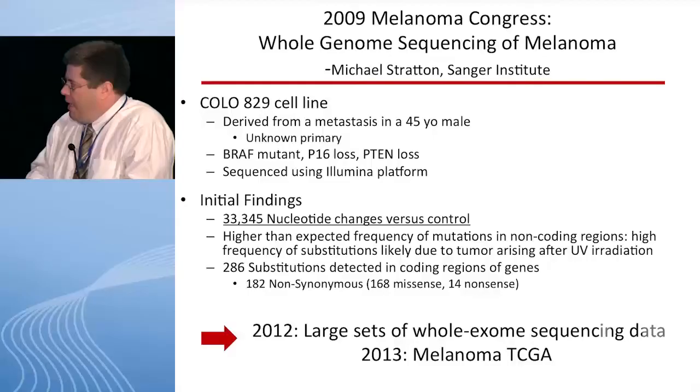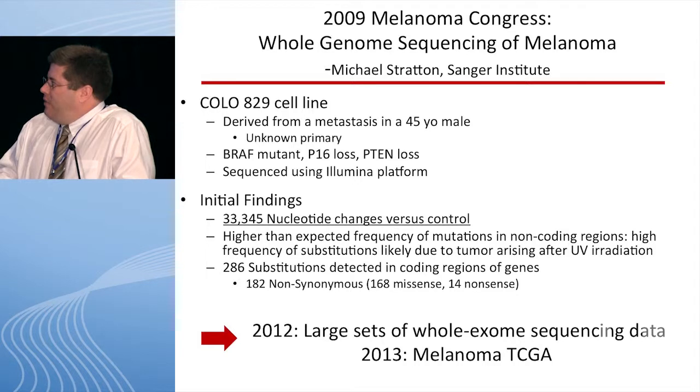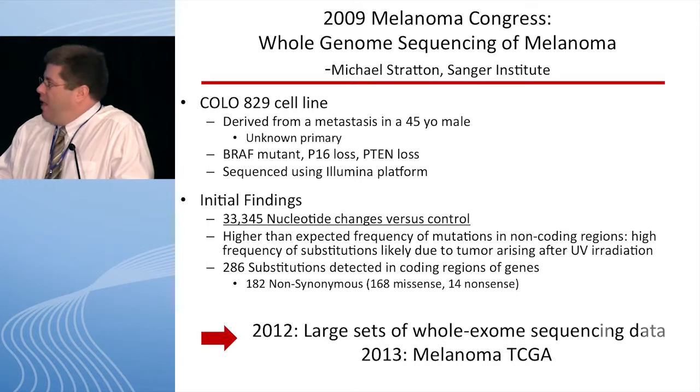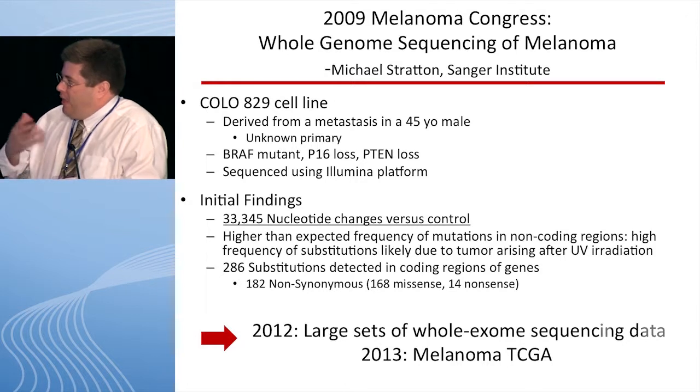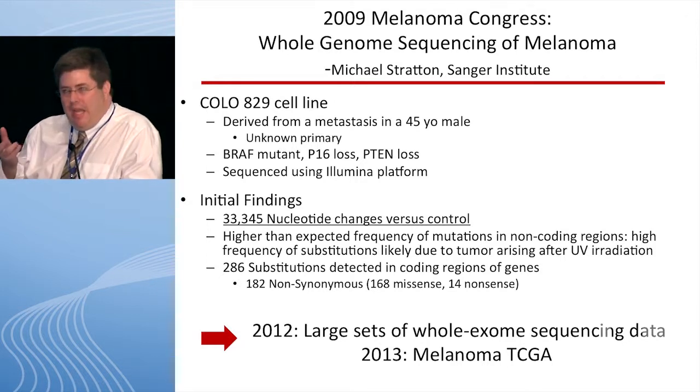So in 2009, many of the speakers, like myself, were in the audience at the Melanoma Congress meeting when Michael Stratton from the Sanger Institute presented the results from the first case of melanoma that had undergone whole genome sequencing. This was a cell line derived from a melanoma tumor from a 45-year-old patient. It had, again, that common BRAF mutation, loss of PTEN, and also loss of P16 encoded by the CDKN2A gene, which is the most frequent event we see in familial melanomas as well.